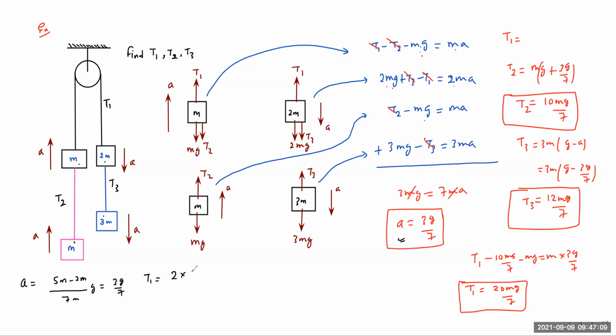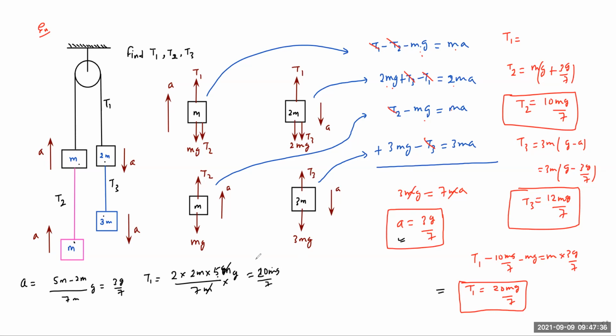2 times m1 m2 by the sum of the masses, which is 7m. I don't know why I wrote 8m. And then the answer is, I think we missed something here, 6 5 G or 5. But that's fine, so we have cancelled. So we got the answer 20 mg by 7, the same answer which we got here.